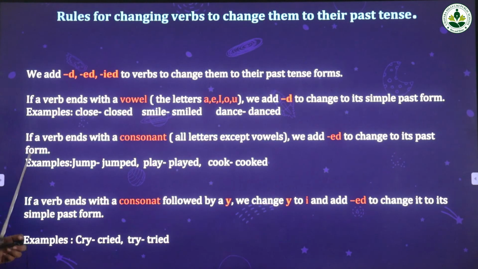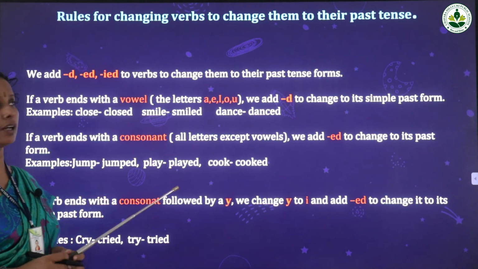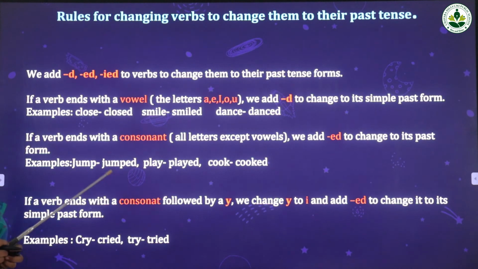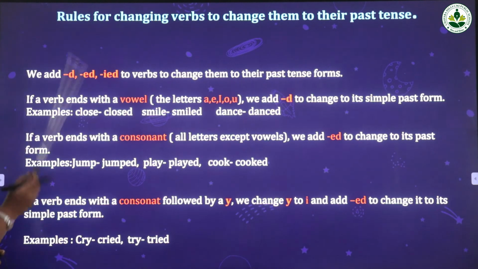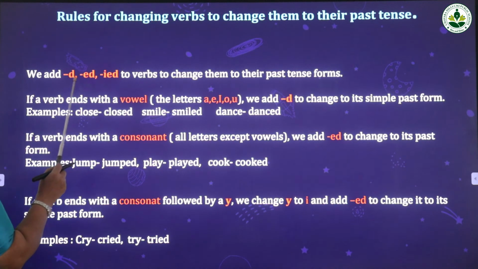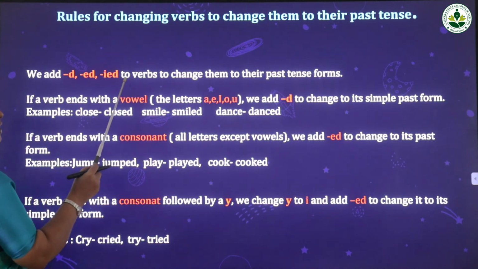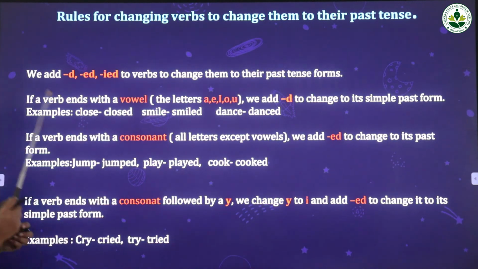Then there are some rules to change a verb into its past form or past tense. You already know them, but once again we will repeat the rules. First, to form simple past tense we have to add d, ed or ied to the verbs. In a given sentence, if there is a verb or action word, you can add d, ed or ied at the end of the verb, then you will get the past form.